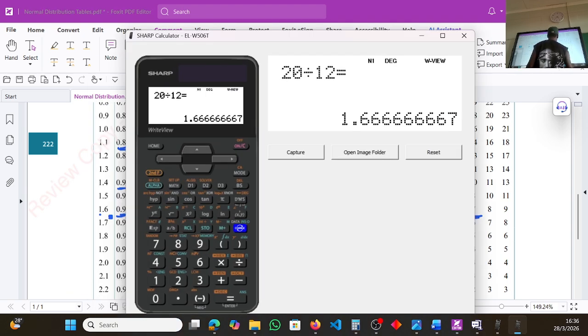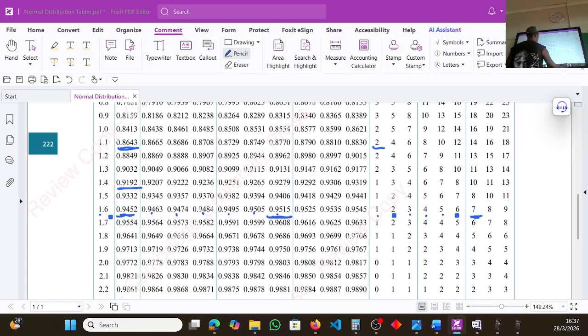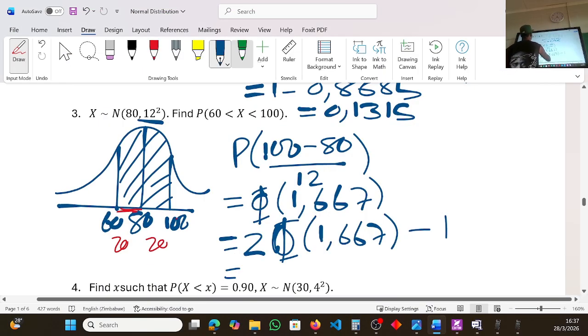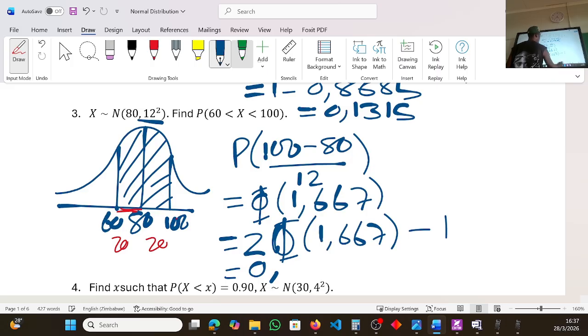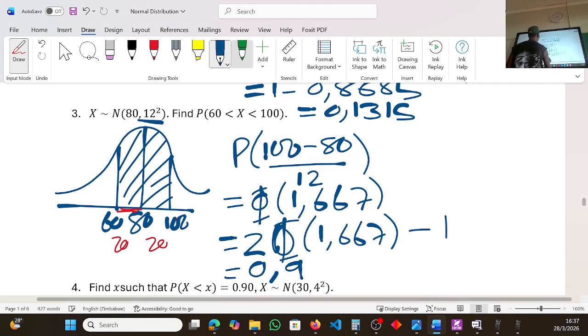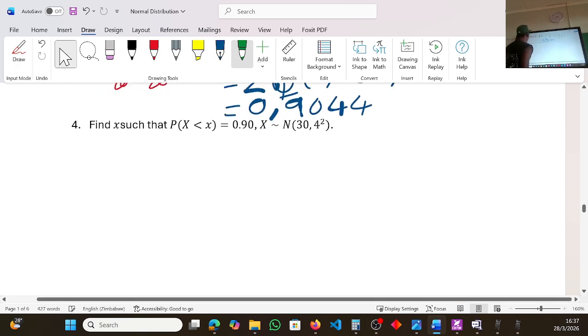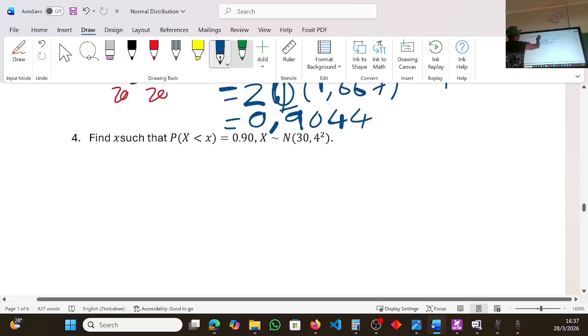So I'll come here and say that 0.9522, if I want twice of this, it gives me this result in decimal. But when I subtract everything from 1, my result now is going to be 0.9044. So what I know is when I simplify, my probability is 0.9044. Still proceeding. I want a certain value x.